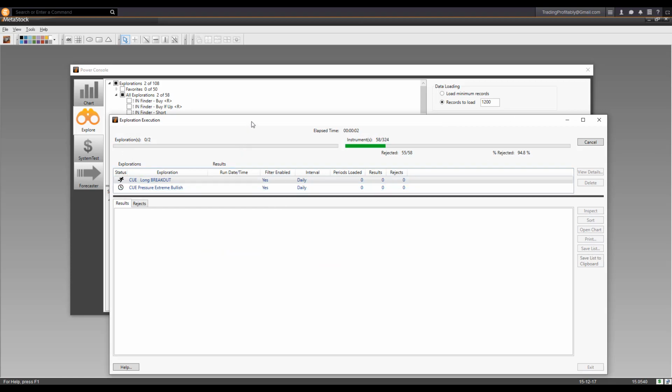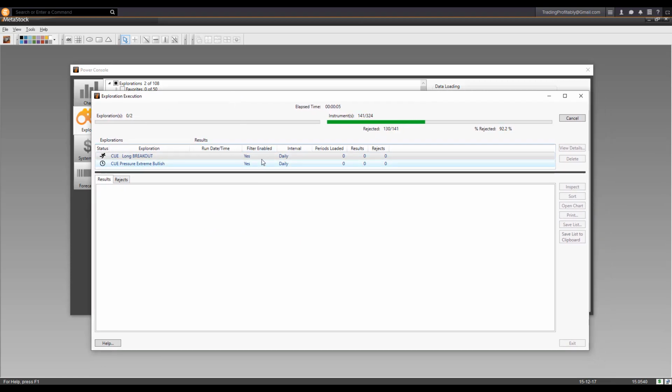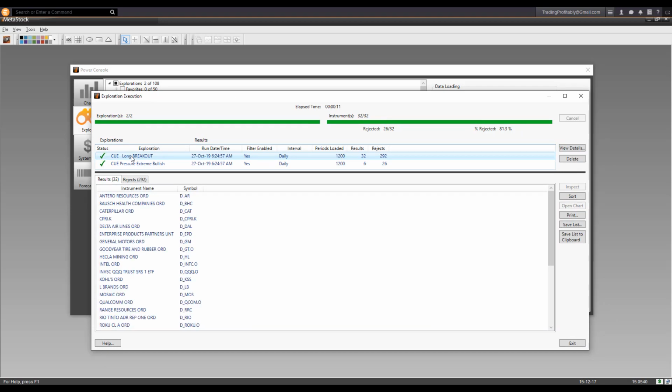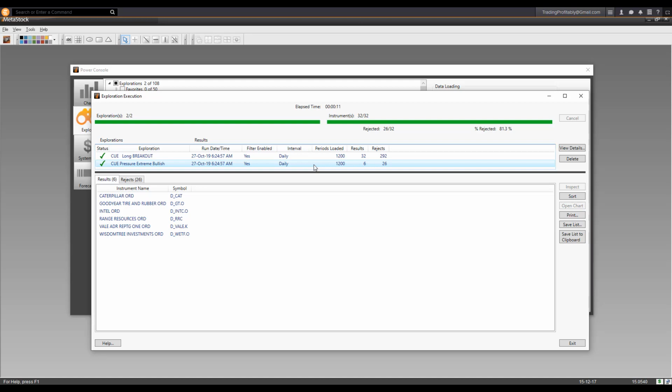I am running the two scans now on live data. This middle panel is showing the progress report. The scans are complete pretty fast, isn't it? The first scan ran on 324 stocks, found 32 stocks matching the long breakout criteria. These 32 stocks were sent to the next scan, and that scan, the extreme bullish pressure scan, found only 6 stocks. These are the 6 stocks, and I may now look at these stocks one by one using technical charts.